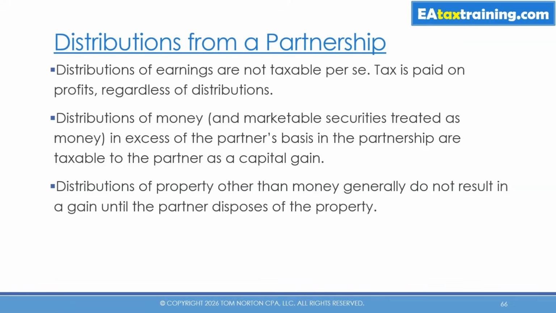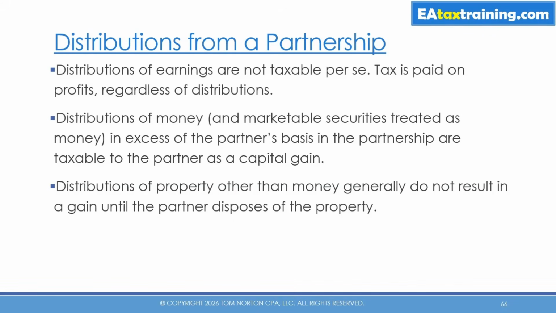Distributions of earnings, as we have said, are not taxable per se. Tax is paid on the profits regardless of what is distributed. Distributions of money and marketable securities, and money in excess of the partner's basis in the partnership, are taxable to the partner as a capital gain. So if you've invested a certain amount of money and you get more than that money back out, that's a capital gain. So you invested $10,000 in the partnership. Now you're getting a distribution of $15,000 of cash. That's a $5,000 capital gain.